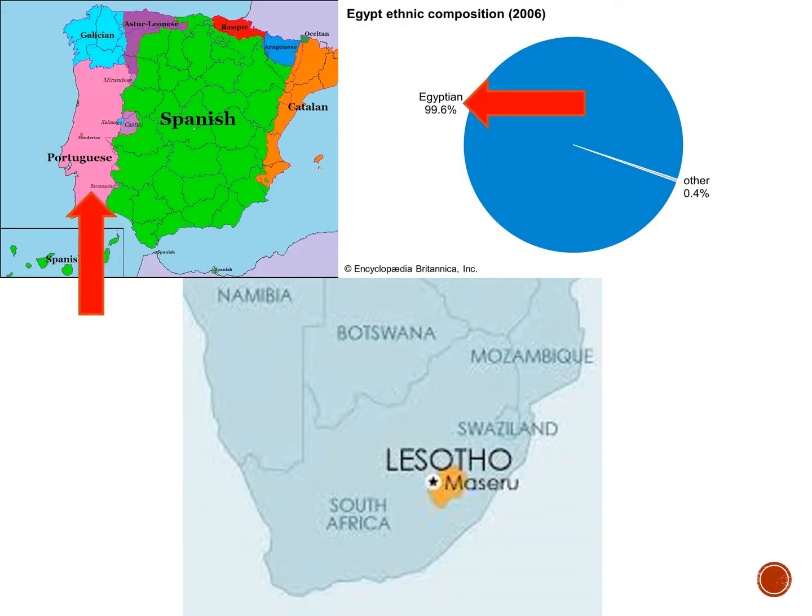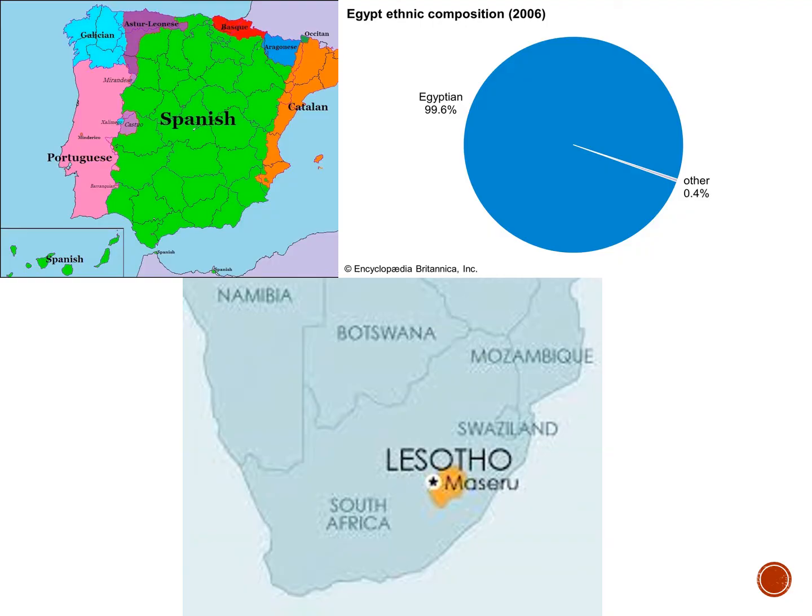Portugal and Egypt are nearly entirely Portuguese and Egyptian, respectively. Lesotho is another nation-state example because 99.7% of its population is Sotho. Countries like Germany, Sweden, Greece, Estonia, Iran, Albania, Croatia, Poland, and Armenia are just a few other examples of nation-states.